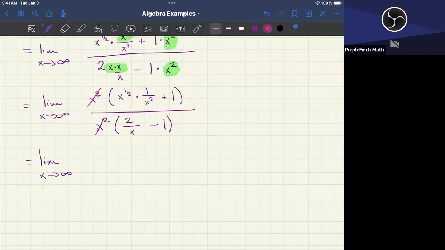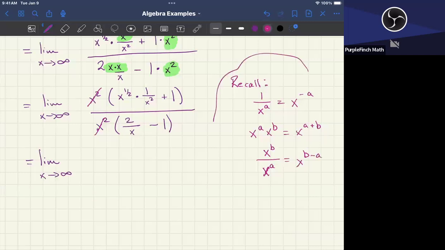I'm going to put a couple things on the side. Recall, first of all, that 1 over x to the a is x to the negative a. And x to the a times x to the b is x to the a plus b. If we put those two things together, x to the b over x to the a, we get x to the b minus a. So those are nice things to keep in mind when we're working with algebra problems. Those are good tools and we use them all the time.